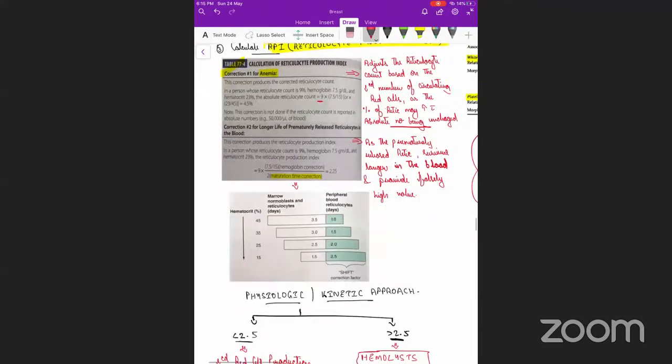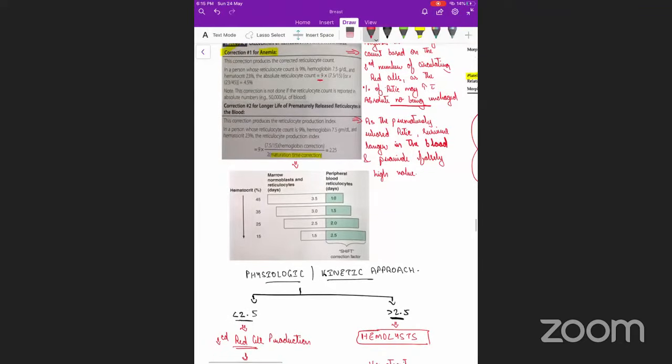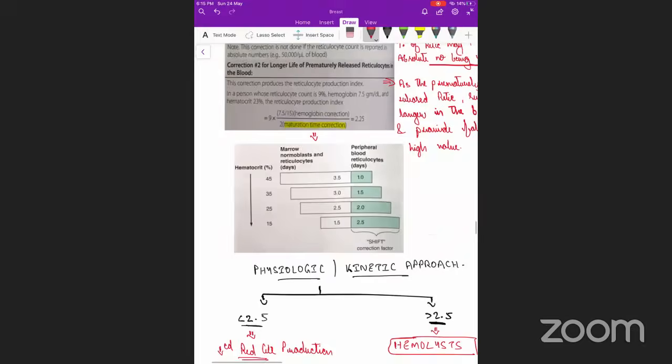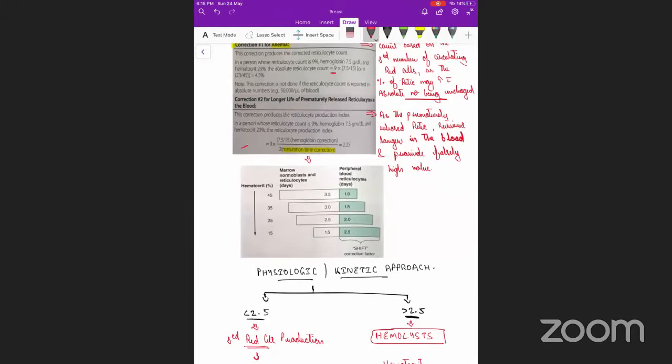Second correction: the reticulocytes that are increased in the peripheral smear can be because premature reticulocytes have just been pushed out by the bone marrow. It may not be due to increased reticulocyte proliferation. Because of certain bone marrow disorders, these prematurely released reticulocytes are put out into the blood. In that case, the survival of reticulocytes in the peripheral blood increases. When this happens, the reticulocyte values tend to increase, but it is not actually increased production. It is increased because of the longer duration. So to correct for this, what do we do? We use this formula.